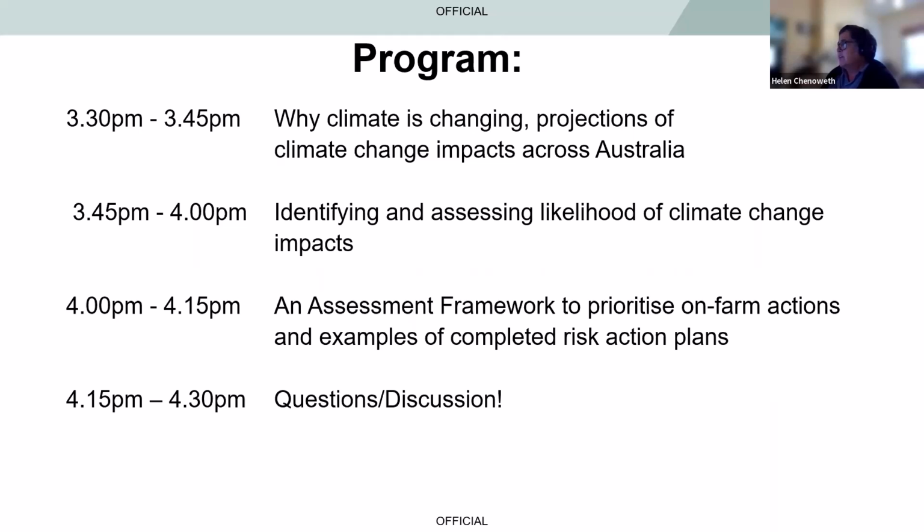Identifying and assessing the likelihood of climate change impacts. Then I'm going to be running through an assessment framework that I've used with farmers, in particular the dairy industry, but it doesn't really matter what industry you're involved with, to help them to basically do an action planning cycle, if you like, to look at what potentially is coming over the horizon, the next 5, 10, 20, 30 years, and to maybe make some decisions now, or to look into the future a little bit for their own businesses and where they want to head. And finally, a bit of time for some questions and discussions. So we'll just keep cracking on after that.